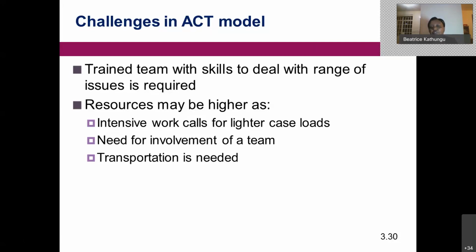Of course, there is the need for involvement of a team. You have to ensure that you have the different disciplines within your team. You may need transport to take them to the clients' homes. If it's not transport and they go by their own transport, you have to take care of that. So it has a lot of resources required, and that might be quite a challenge because of that.